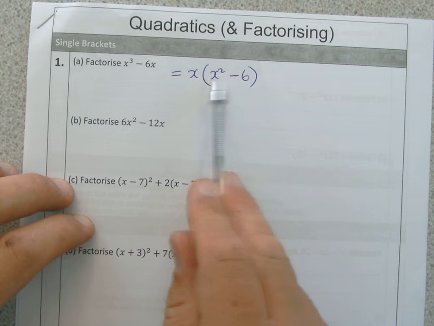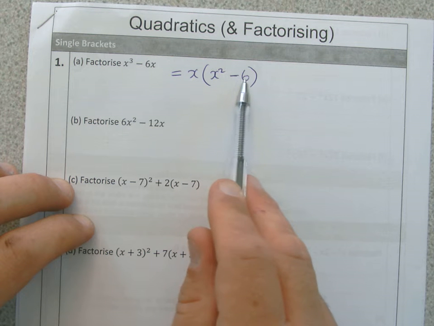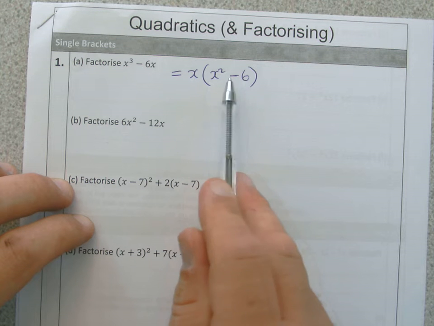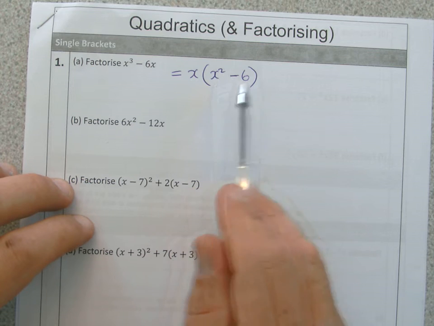Sometimes you might get difference of 2 squares in here. That's a square, isn't it? And that's a difference. So, you know, it might be on, but then 6 isn't a square number. So this isn't a difference of 2 squares, right? It looks like it, but it isn't, because there's a 6 here. So we leave it like that.